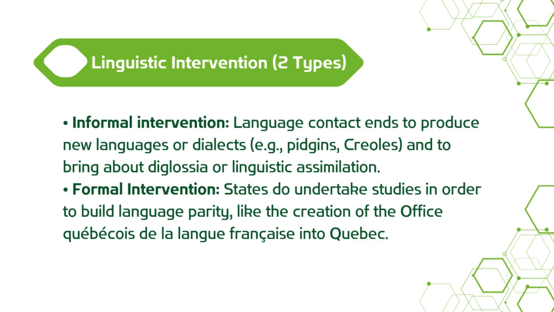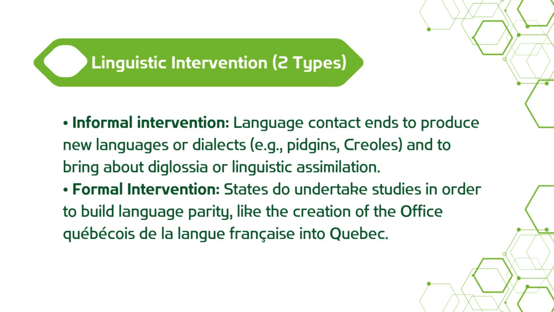Now, moving on, let's discuss linguistic intervention. So this is the way language changes and how it is shaped, rather. First is informal intervention. It happens through everyday language contact. So Pidgins, simplified languages formed from necessity, and Creoles, their more developed descendants, are prime examples.